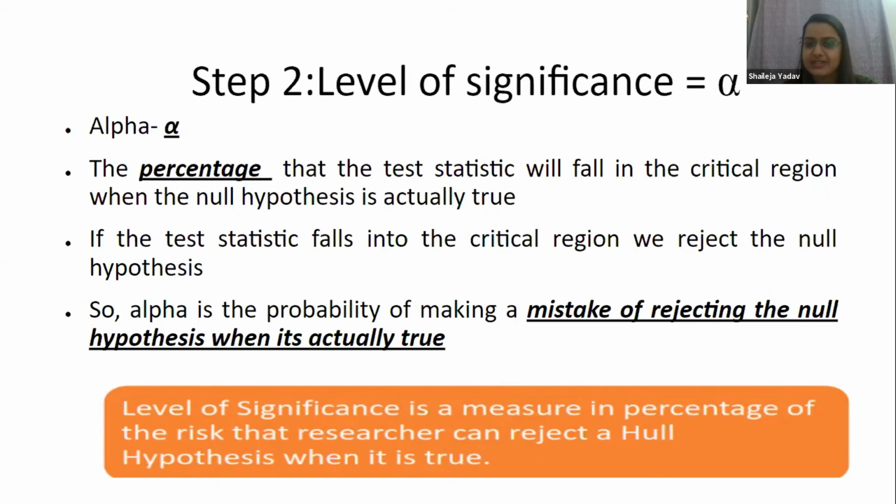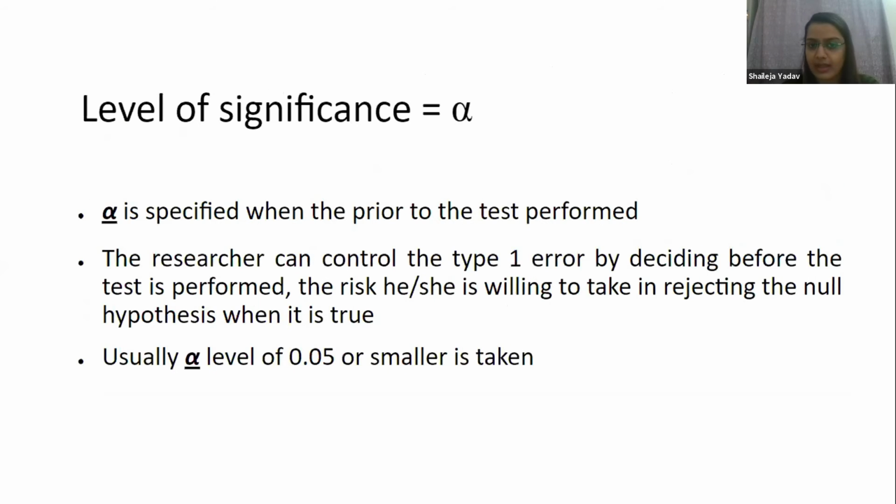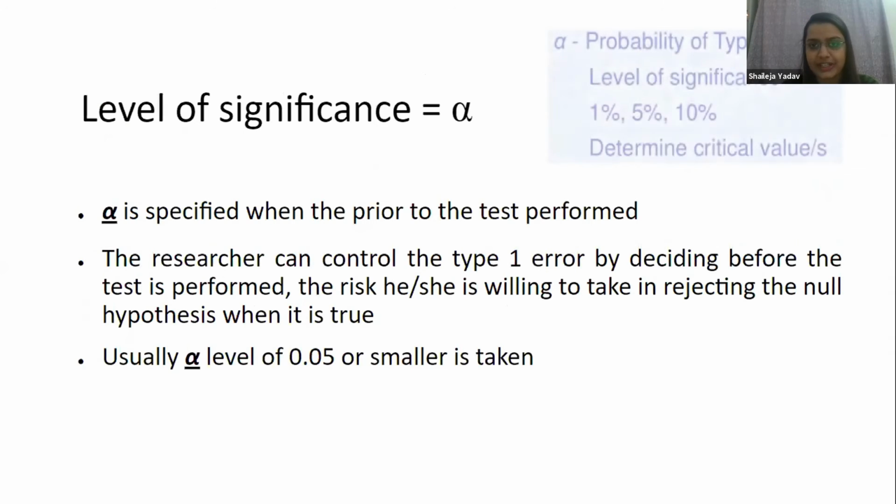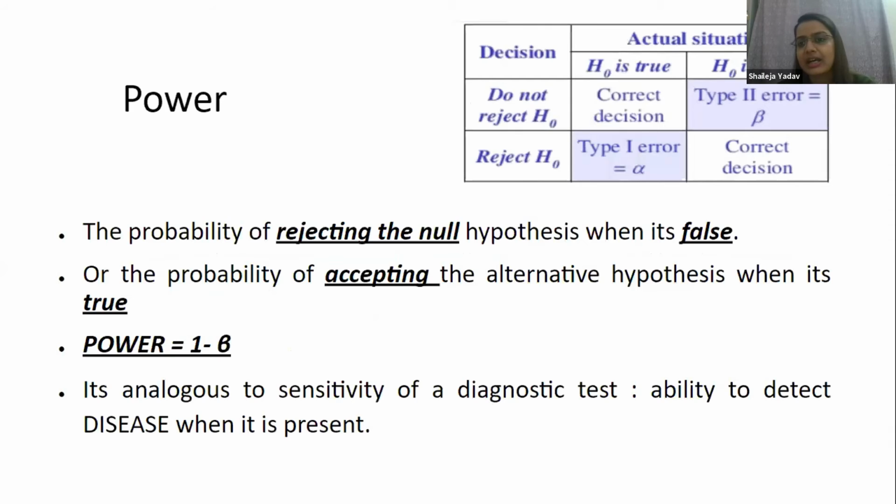The level of significance is a measure in percentage of the risk that the researcher can reject a null hypothesis when it is true. So it is specified prior to the test performed, and the researcher can control the type 1 error by deciding before the test is performed, and usually it is 0.05. The level of significance, that is the type 1 error, will actually determine the critical values.